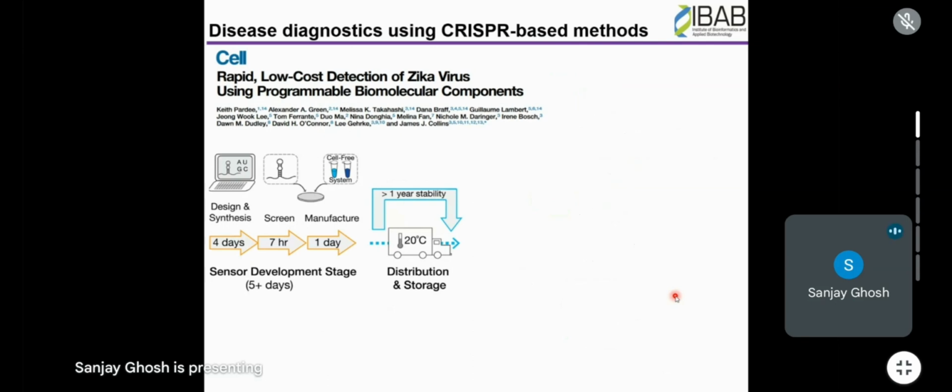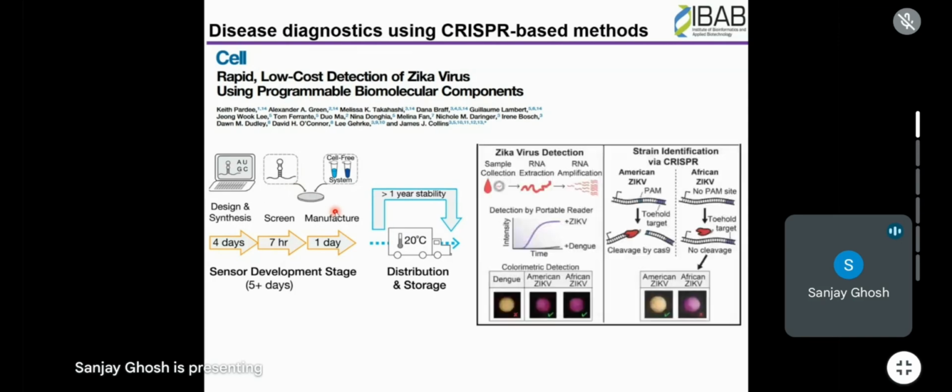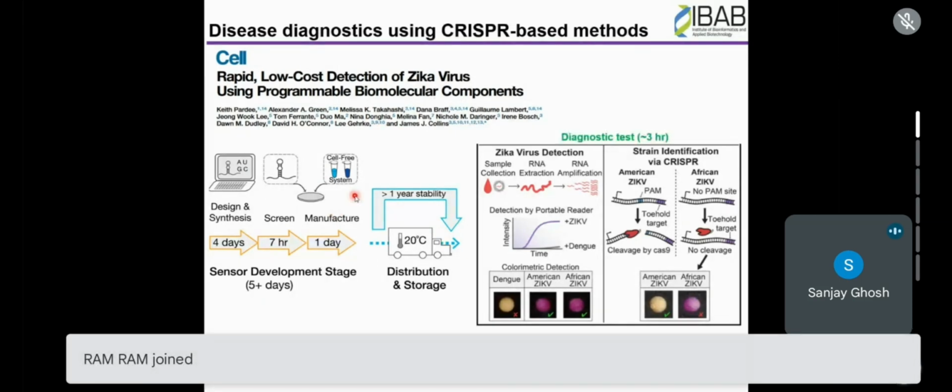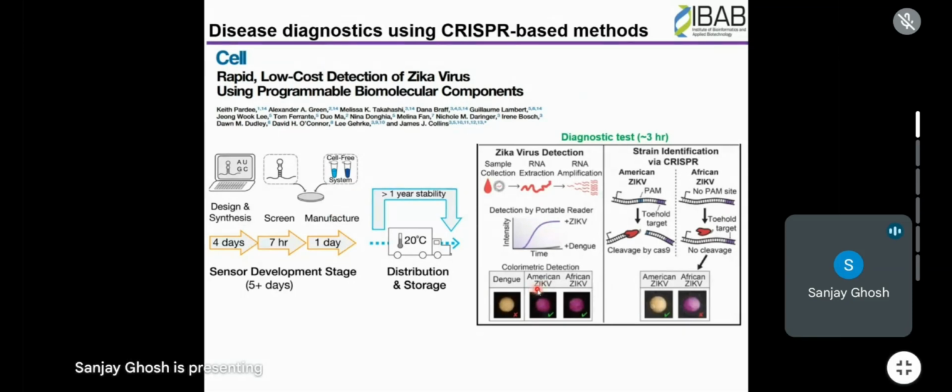So this is not a theory. People have actually done it, and it was published in a Cell journal, where there is a rapid low cost detection of Zika virus using these kind of synthetic biology approaches. I don't want to go into the detail, and you don't have to know, you can just appreciate that this diagnostic test, from blood sample collection to detection of a virus, takes less than 3 hours.